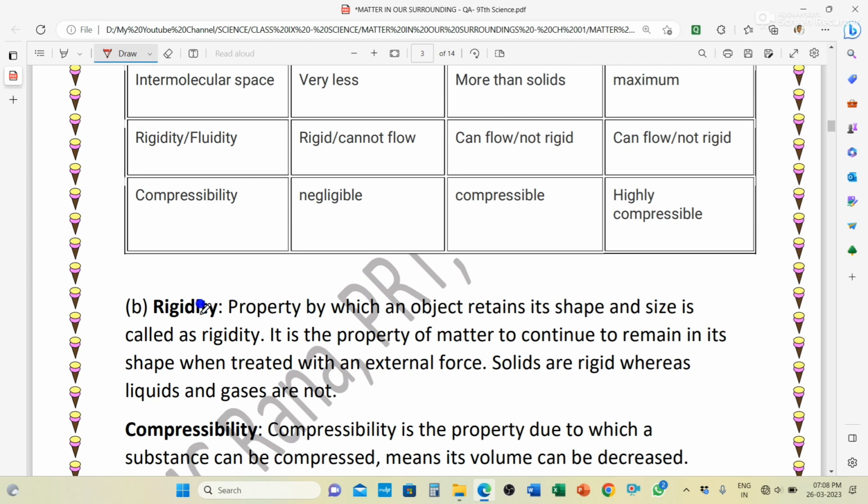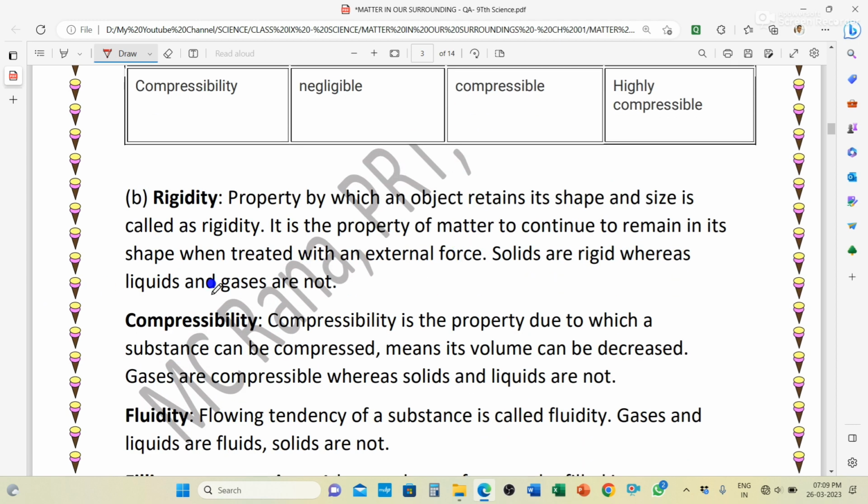First term is rigidity. The property by which an object retains its shape and size is called rigidity. It is a property of matter to continue to remain in its shape when treated with an external force. Solids are rigid, whereas liquids and gases are not rigid. If you apply some external force on a rubber band, then it will again come back to its initial shape. That is called rigidity. But in the case of gases and liquids, once you apply external force and change the shape, the shape will not come back to the initial shape.